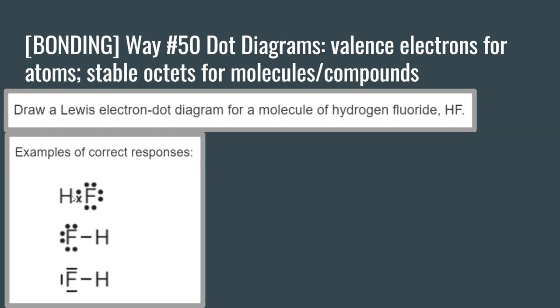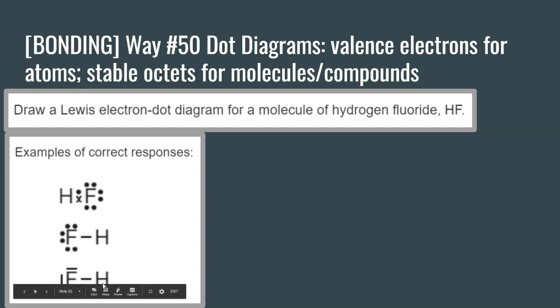Alternatively, you can draw a pair of electrons using a single line, and that indicates the bond, a covalent bond between hydrogen and fluorine. Note that because that single bond represents 2 electrons, fluorine already has 8 valence electrons, and this bond contains the 2 electrons for hydrogen.